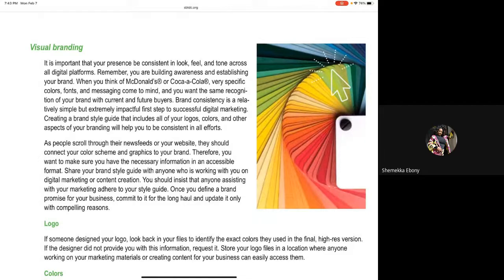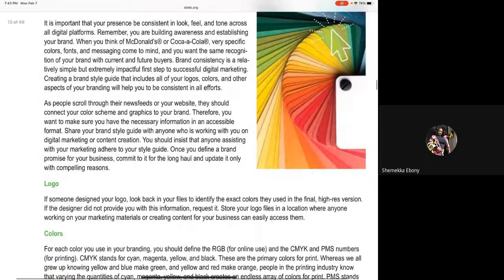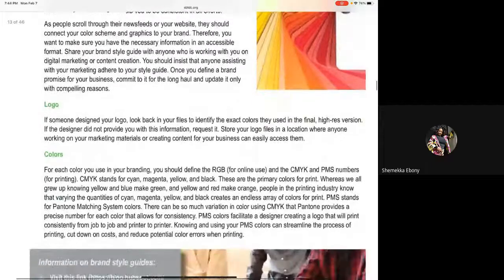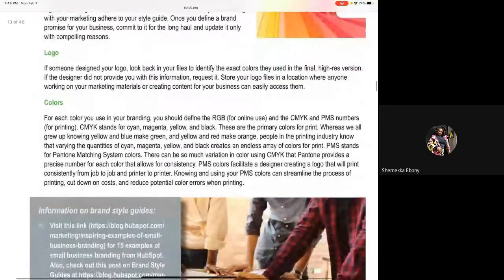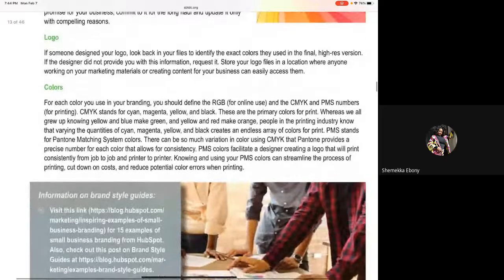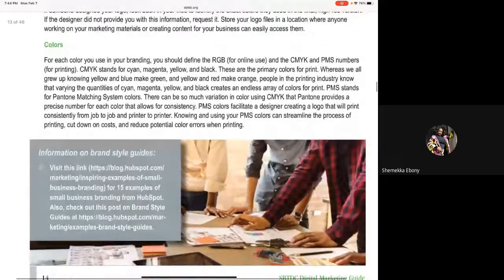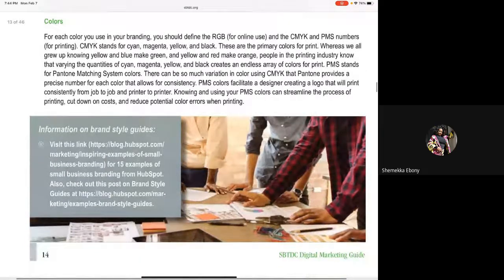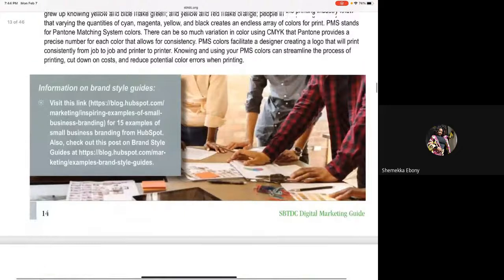So with visual branding, I think we lifted it up at the beginning of the call, the consistency in your colors, like having the same colors in your brand that you have on your letterhead, that you have on your website, that you have on your logo, that you have on your posts. Being able to use the same colors is so important for consistency. And so this gives you some information on the background as to why it's important. They also give links to other examples of small business branding stories, and then also solutions to find.